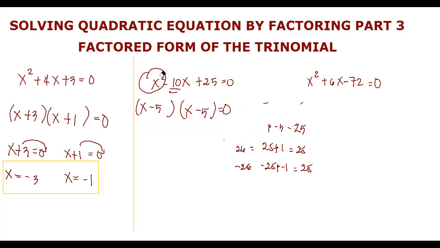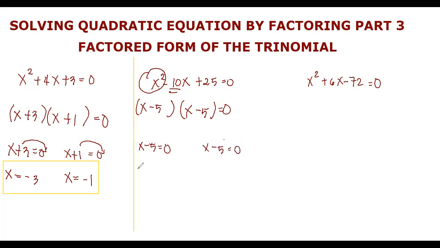Okay, so now the factor of x squared minus 10x plus 25 is equal to 0 is x minus 5 times x minus 5 is equal to 0. Now let's equate this factor to 0 for us to find the solution of the equation. So x minus 5 is equal to 0. x minus 5 is equal to 0. Now let's transpose. x is equal to positive 5 and x is equal to positive 5.